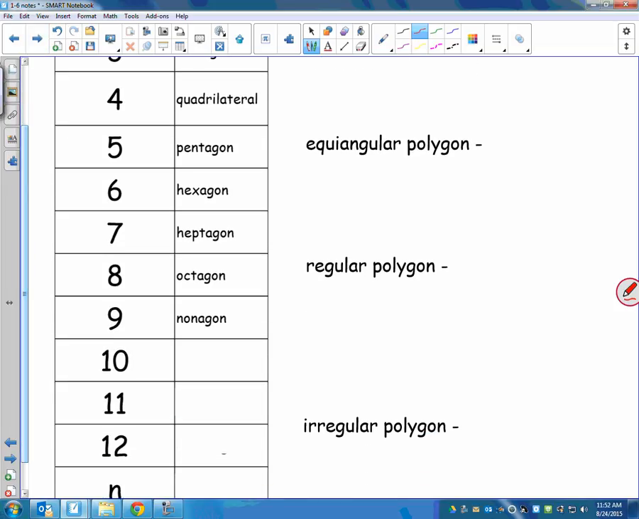10, you know 10? It's a decagon. 11, I used to skip 11 because it wasn't even in the book. I would always just call it 11-gon, but there's actually a name for it: hendecagon. 12 though I have heard of, and 12 is dodecagon.